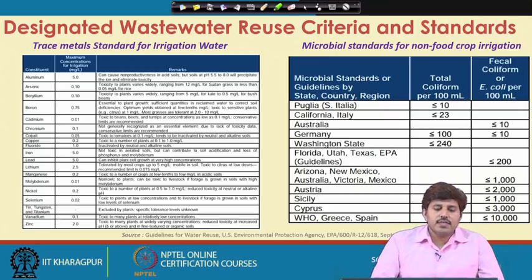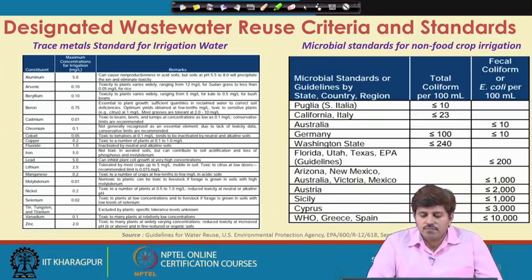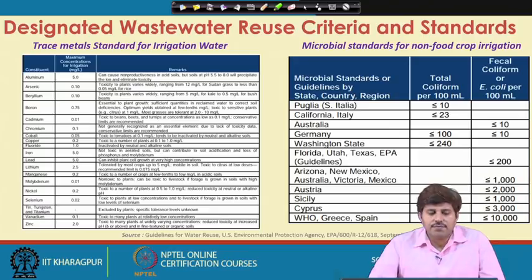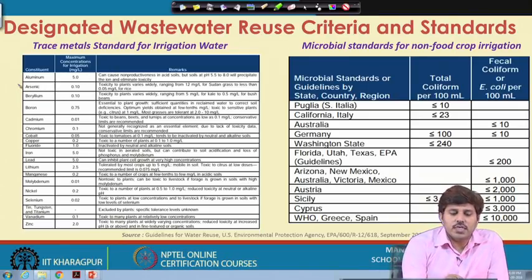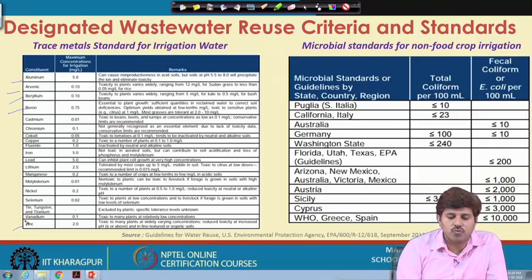Similarly, we have recommendations from various other agencies, like the Food and Agriculture Organization. There are trace metal standards for irrigation water. For water being used in irrigation, these are the standards for various trace metals. For example, aluminum should be less than 5 milligram per liter, arsenic less than 0.1, beryllium less than 0.1, boron 0.75, zinc 2, okay, lead could be up to 5, iron could be up to 5, and fluoride could be up to 1 milligram per liter.